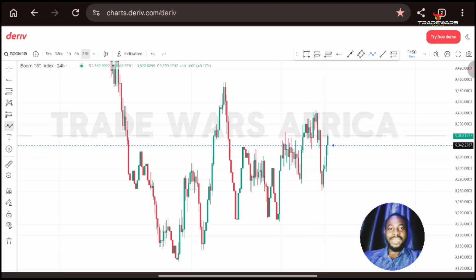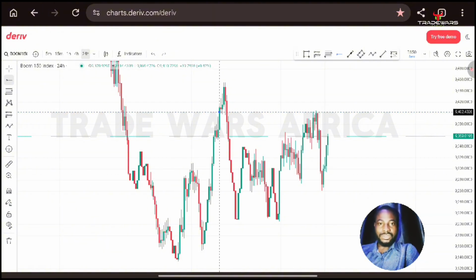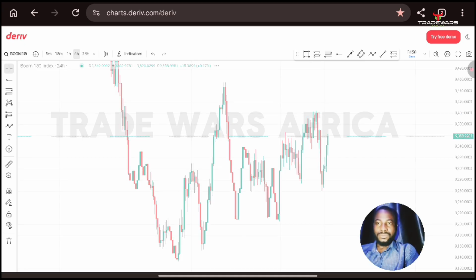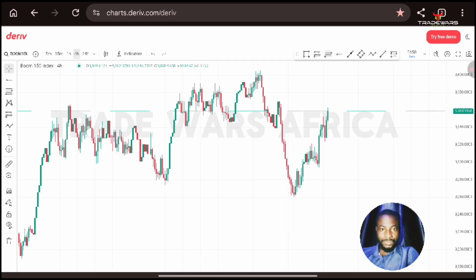This is the reason why I said I don't draw my zone on a daily time frame. I would rather come to a 4-hour time frame to draw it. But what I check from the daily is the overall structure, the overall trend of the market. The market is coming downward, isn't it? So let's just check it out. So I have this zone here.